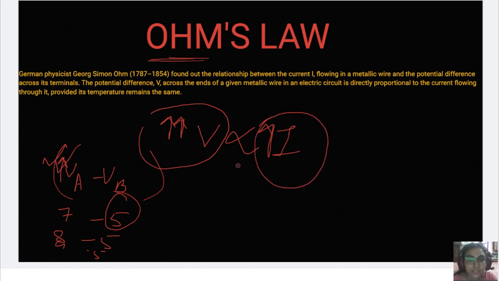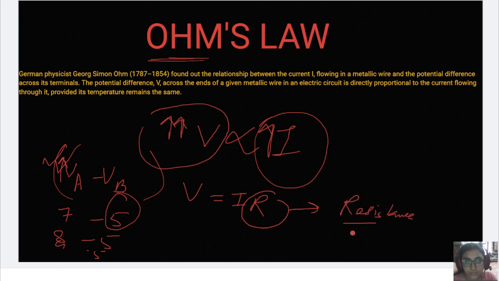So since this is directly proportional, to change it into an equation, what should we do? We will provide a constant. This constant is R, which is the resistance. This is called the resistance.